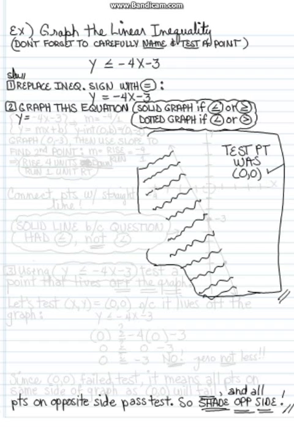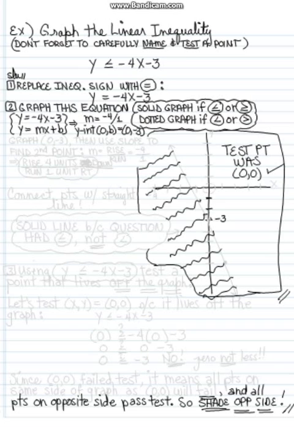Okay, we're going to graph y equals negative 4x minus 3. Compare it to y equals mx plus b. We see the slope is equal to negative 4 over 1. And the y-intercept is 0, b, so it's 0, negative 3. We're going to graph the ordered pair 0, negative 3 on the xy axis.